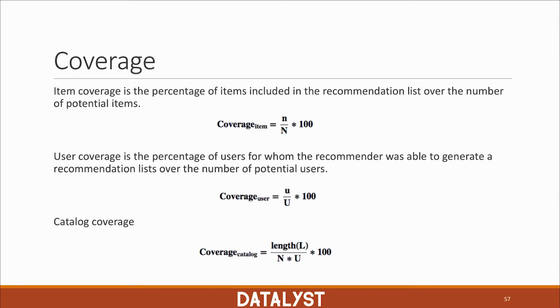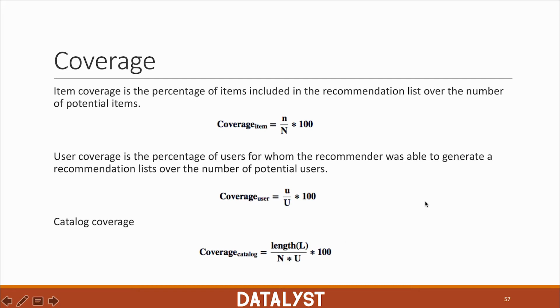In terms of coverage, we can have either the item coverage or the user coverage, where essentially this describes the percentage of items over the total number of items, or the percentage of users over the total number of users for which we can have a recommendation. And we can combine this to get the catalog coverage, where it's the length of the catalog lambda over n times u, that is the total number of items and the total number of users, times 100.